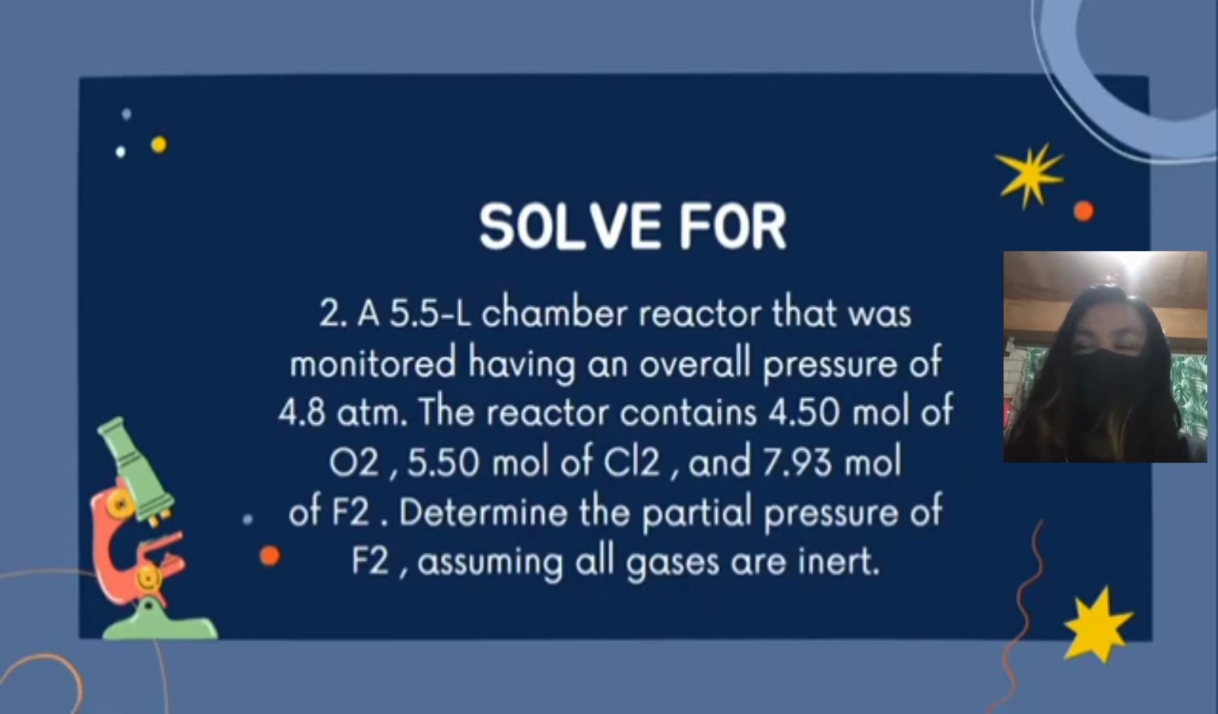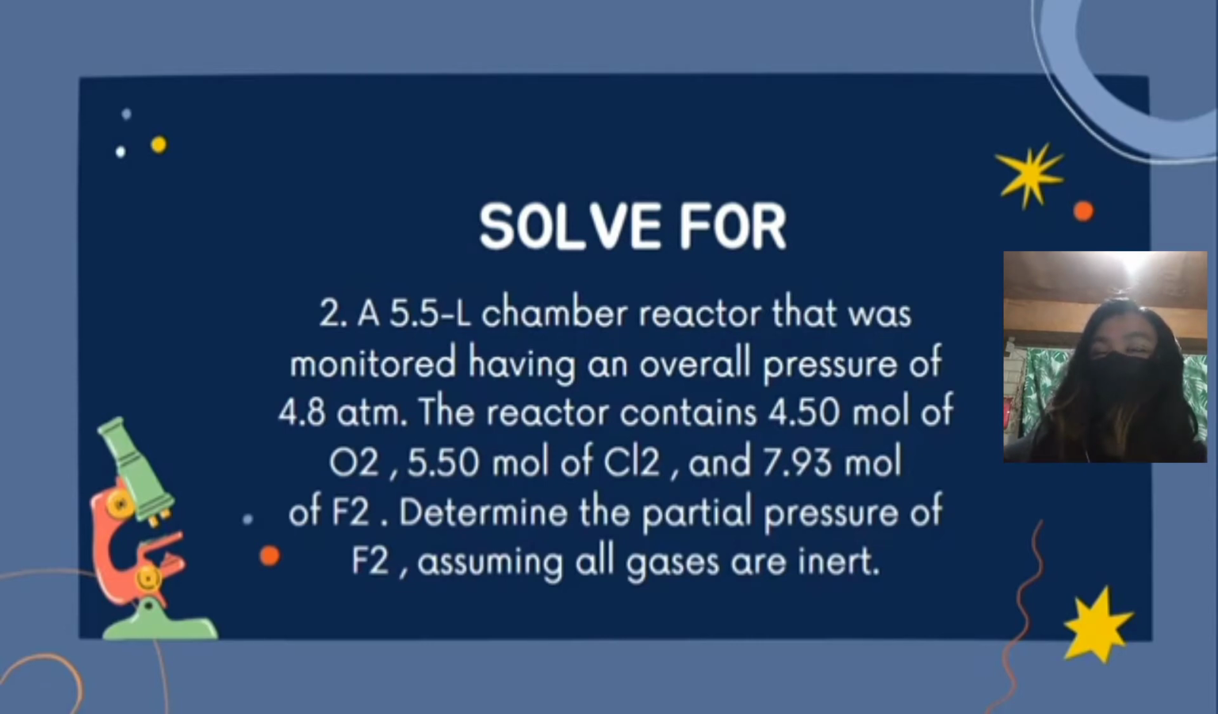So solve for a 5.5 liter chamber reactor that was monitored having an overall pressure of 4.8 atm. The reactor contains 4.50 mole of oxygen, 5.50 mole of chlorine, and 7.93 mole of fluorine. So determine the partial pressure of fluorine, assuming all gases are inert.